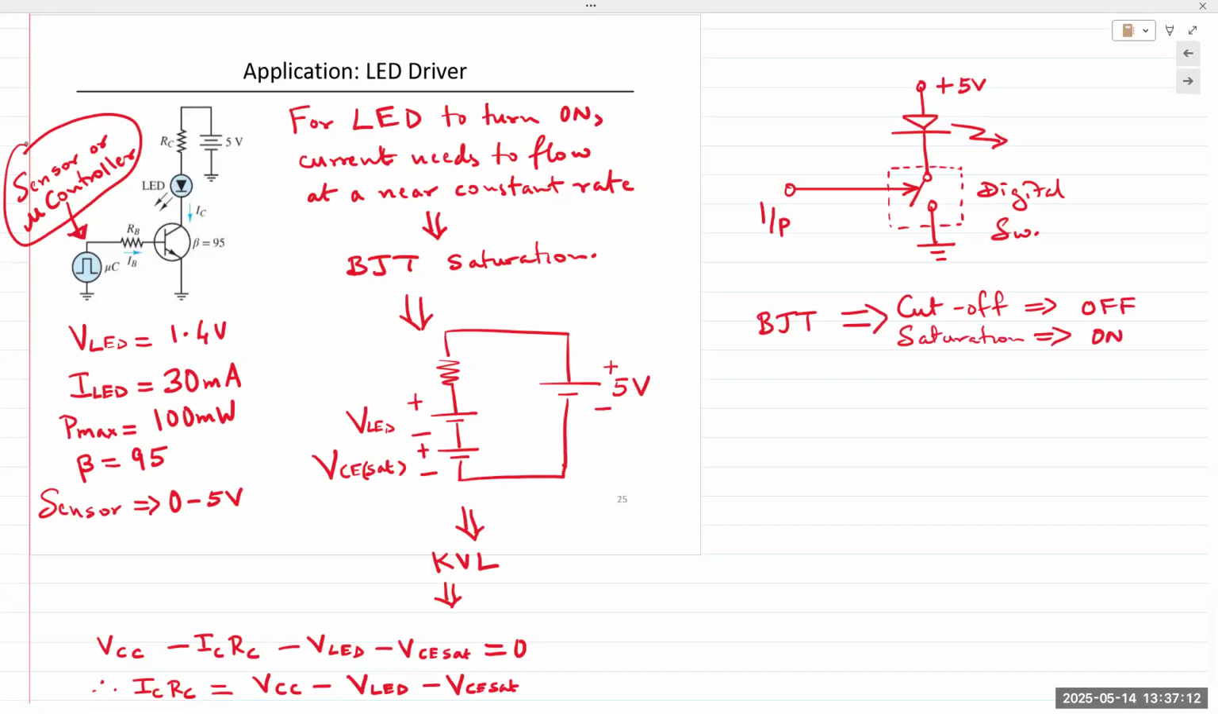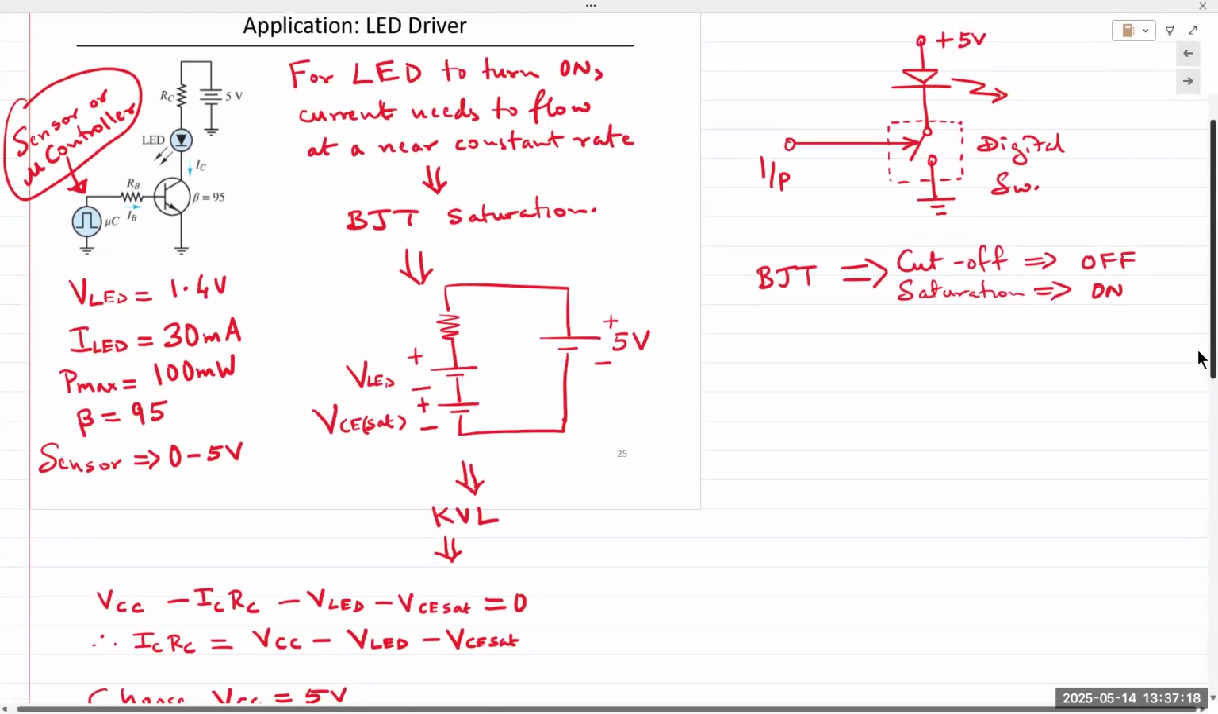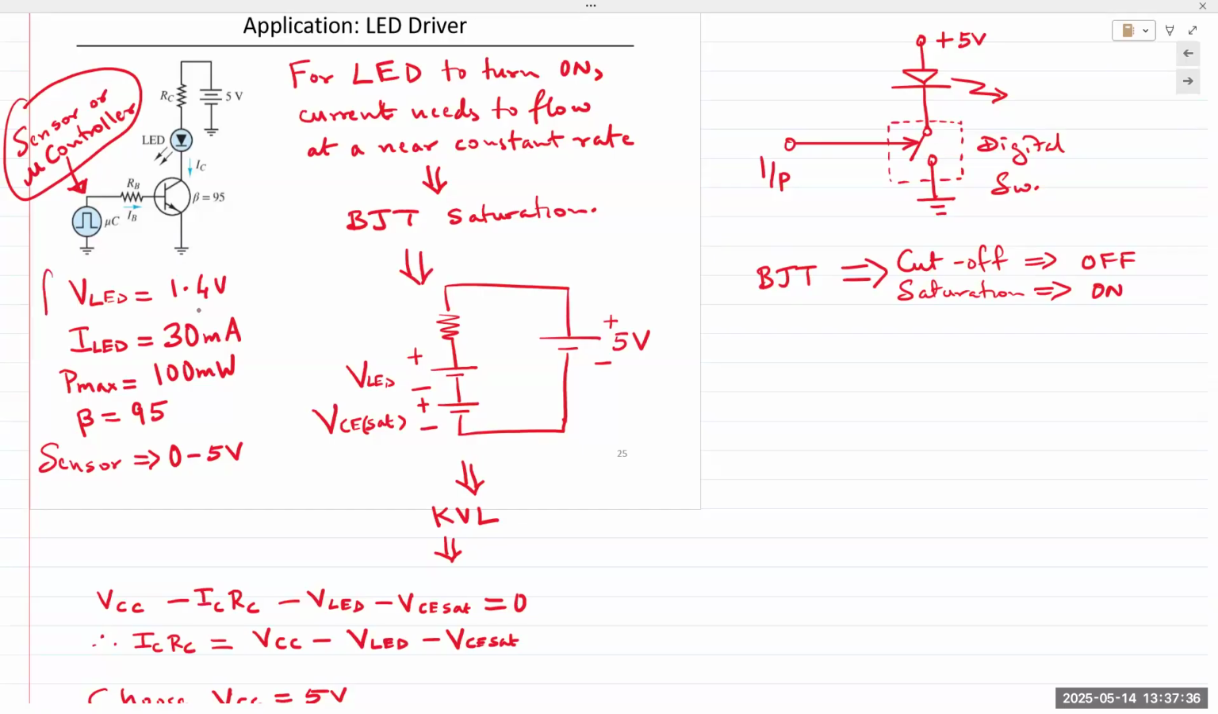Okay, so the previous application was in the active mode. This one is in cutoff and saturation. All right, the voltage to turn on the LED is approximately 1.3 to 1.4 volts. There are some LEDs you can turn on at 1.1 volts, but the light will be very dim. To have full brightness, it might require anywhere between 20 to 30 milliamps of current. Those are the specifications from the LED itself, and the maximum power dissipation in the LED is 100 milliwatts.